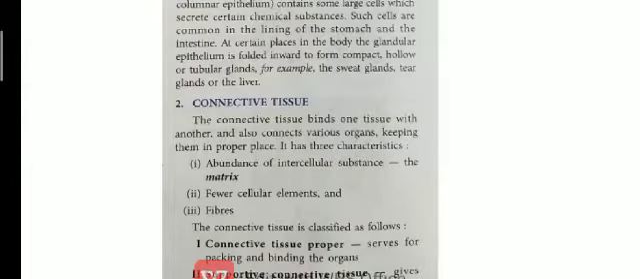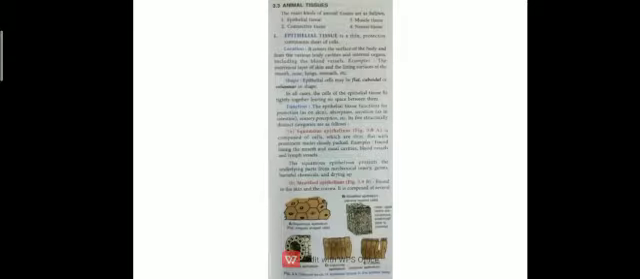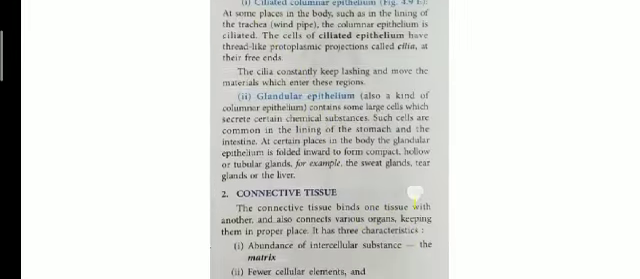Now they are made up of matrix. Like we can bind or join two bricks with the help of cement, in our body these tissues bind together with the help of matrices. So here the binding material is the matrix. It is called matrix.